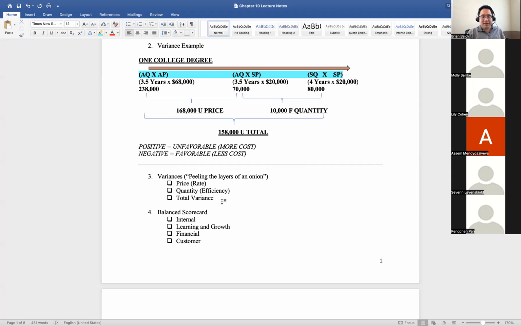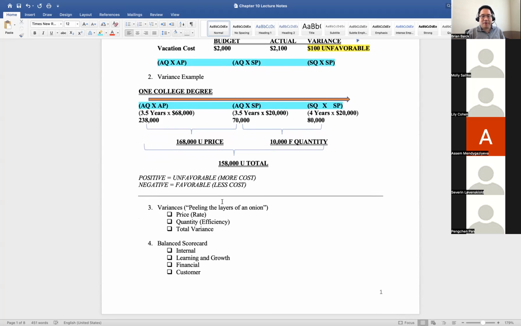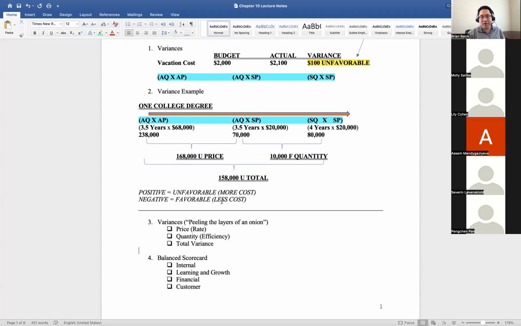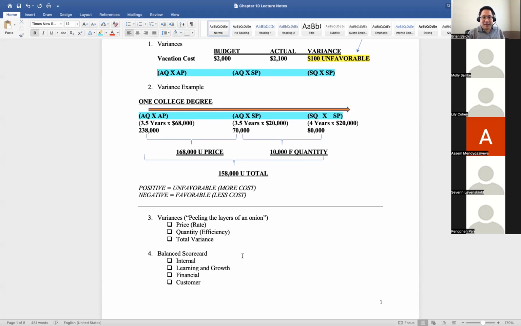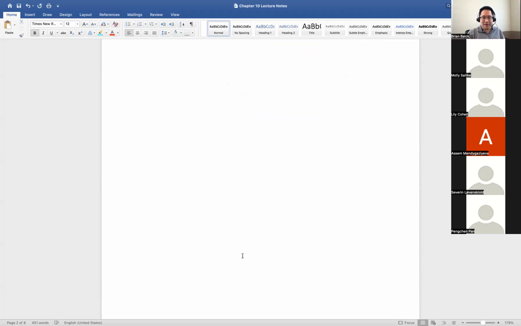Okay, good. So how do you do a problem in this chapter, or how do you do the homework? Always use this formula in blue here, AQ AP, AQ SP, SQ SP, right? And then set everything up just like I have here, and you can always get the correct answer. Okay, so I think we just need some more practice. Let's do some more practice here.